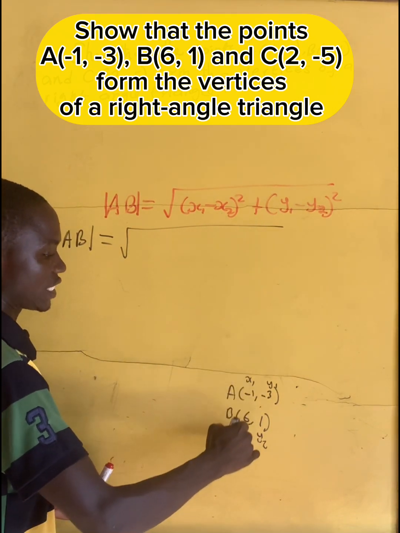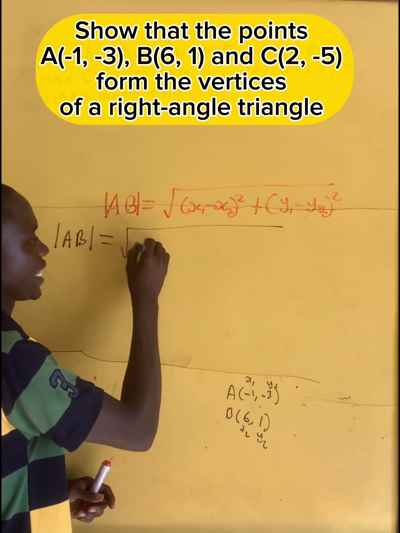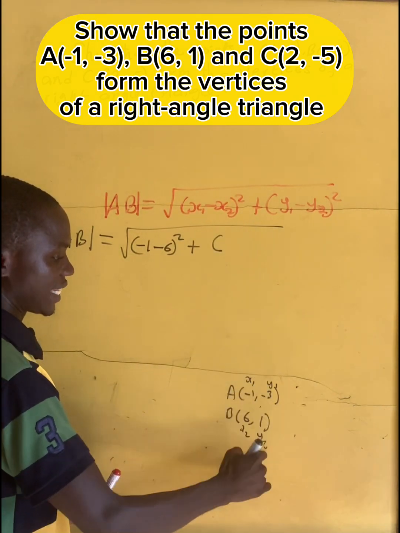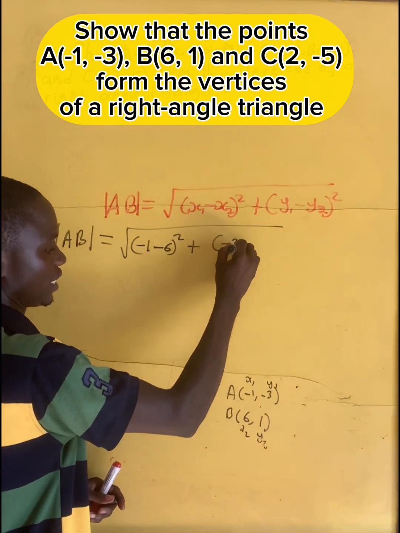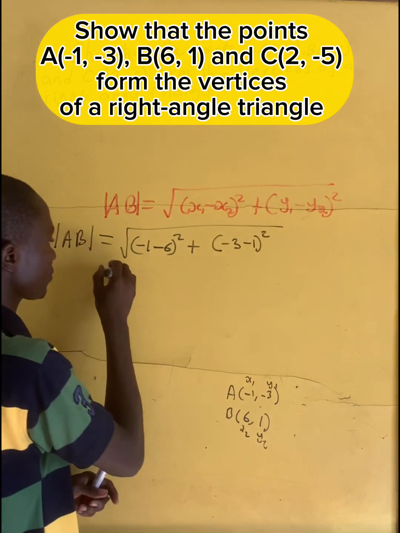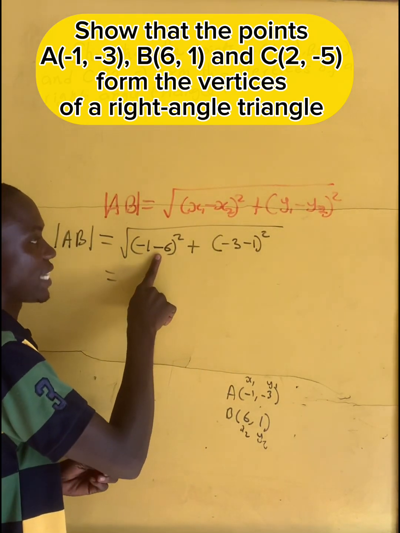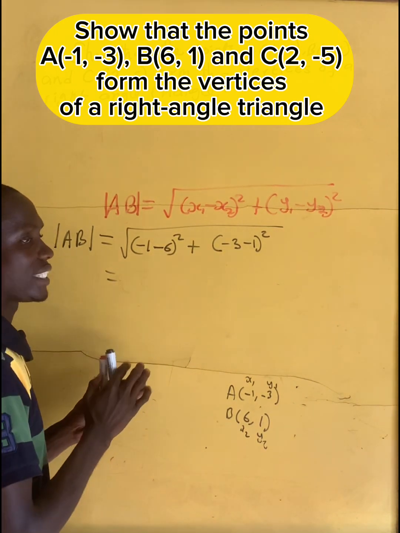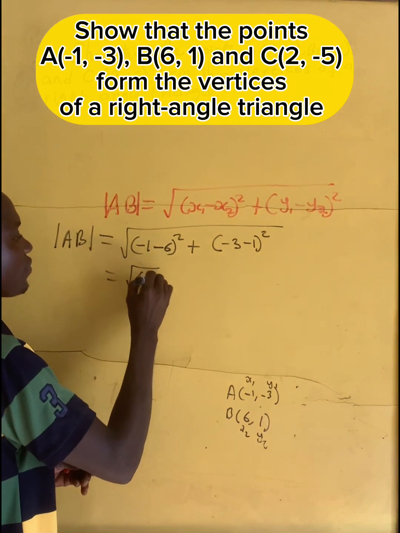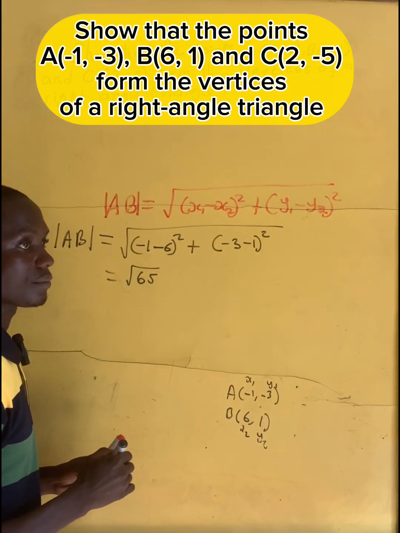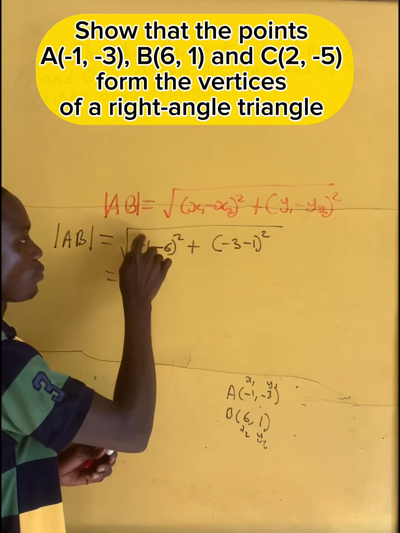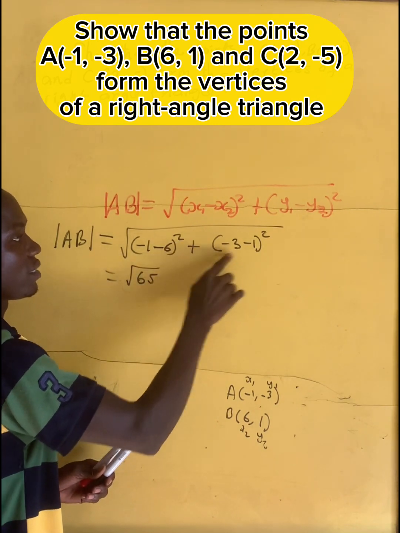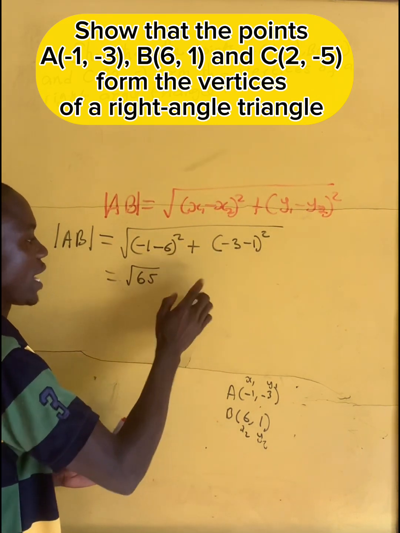So if I take the x coordinates of -1 minus 6, then I square it, plus, if I take the y coordinates of -3 minus 1, then I square. If I square this, I'll get 49. If I square this, I'll get 16. So if I add 49 to 16, I'll get square root of 65. Kindly check with your calculator. On the calculator, you open bracket -1 minus 6, you close and you square. You get 49. If you do the same for the second, you get 16. If you add, you get 65.